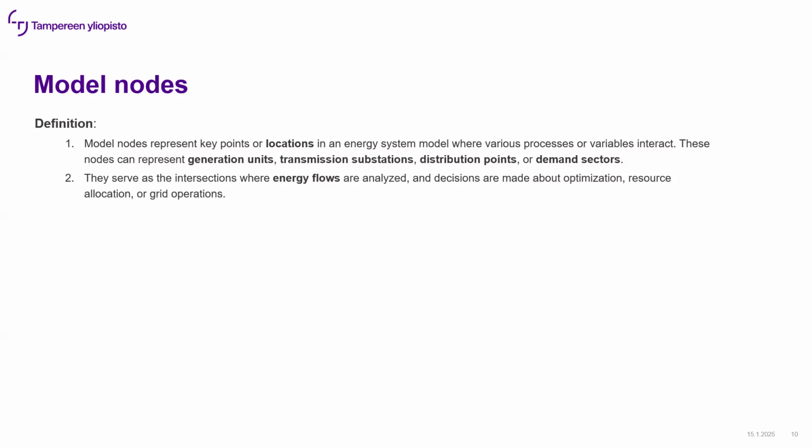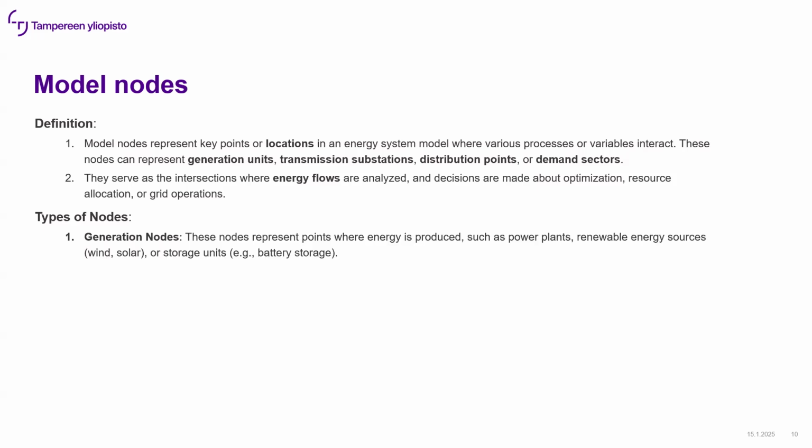So how much electricity comes from Sweden to Finland, and then you have the generation in Sweden, and you have the generation in Finland. You have the prices, and what you want to do is calculate how much flows between them. So they serve as the intersection of where energy flows are analyzed. Decisions about optimizations are made, resource allocation, grid operations.